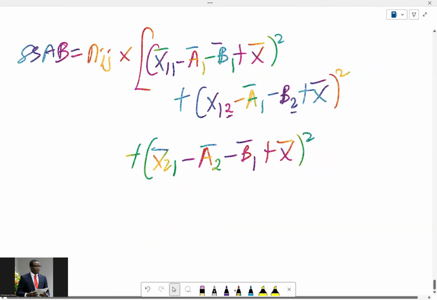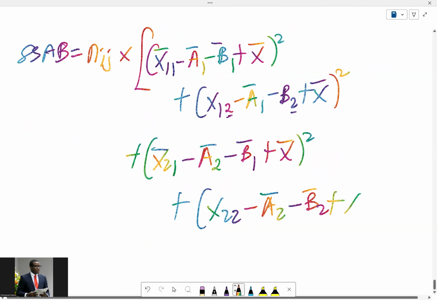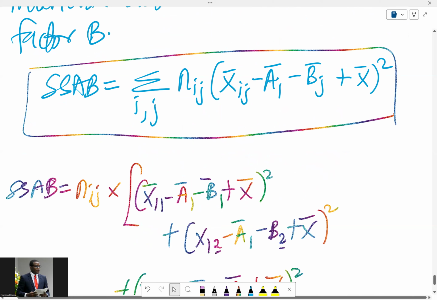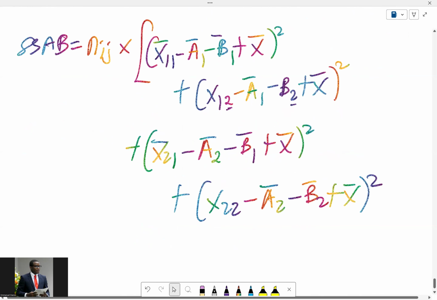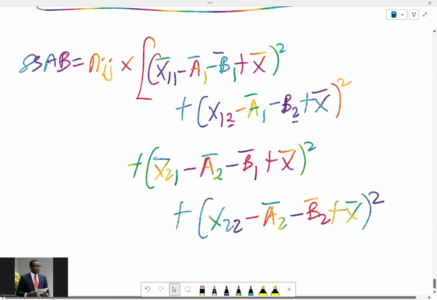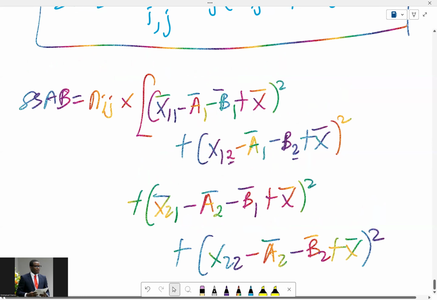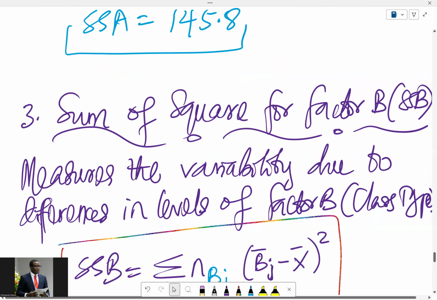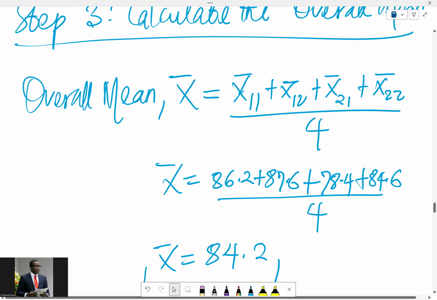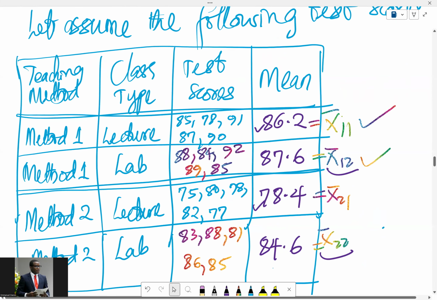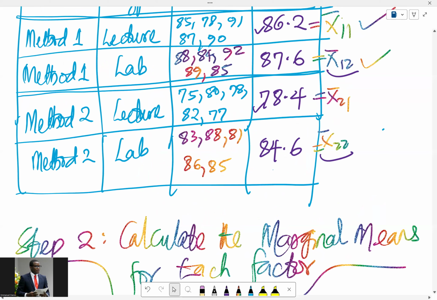Then lastly, we now have x22 minus a2 bar, then minus b2 bar plus x bar all squared. Yeah, I think that's the idea here. So all we just need to do is to get out all these things. So for interactions, you're taking 1, 1, 1, 2. If you take 1, 1, 1, 2 like that, the n should be 5. Yeah, for interactions, we have 4 groups, so it means that n in each case is 5.